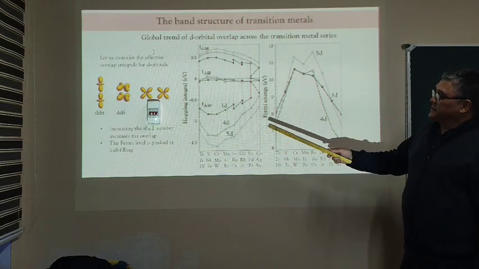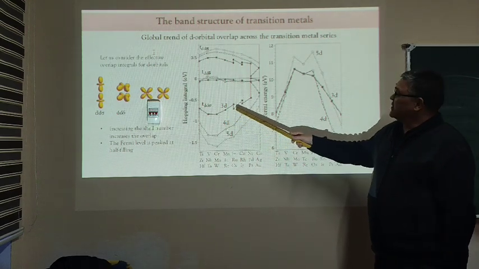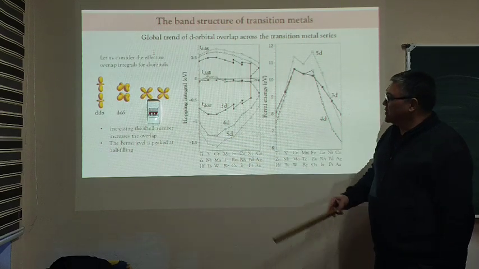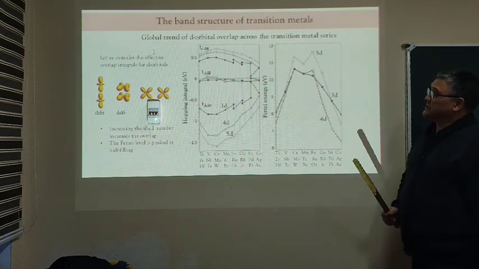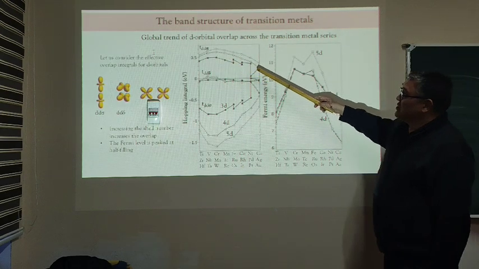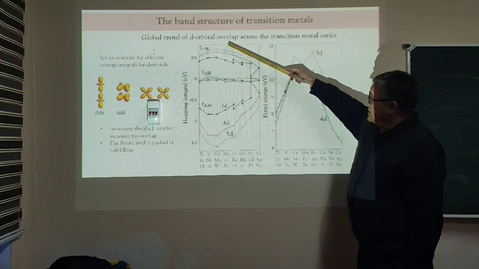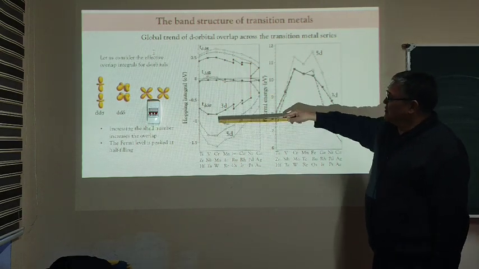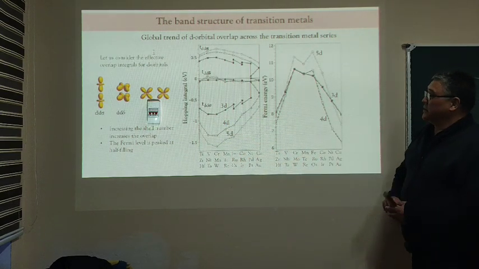In this plot, the black squares correspond to 3d elements, the open squares correspond to 4d, and the circles correspond to 5d. We can see that they have different hopping integral values. For dd pi, these lines are here, for dd delta here, and for dd sigma, these hopping integrals are over here.